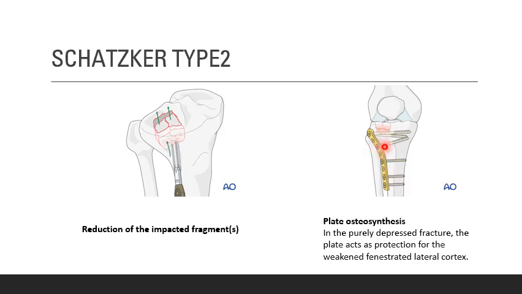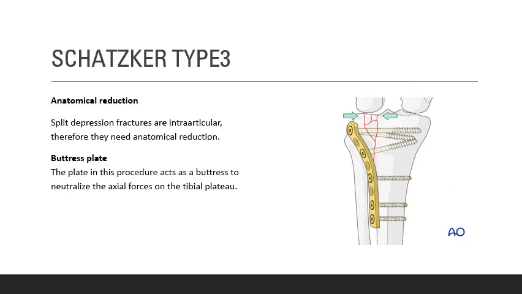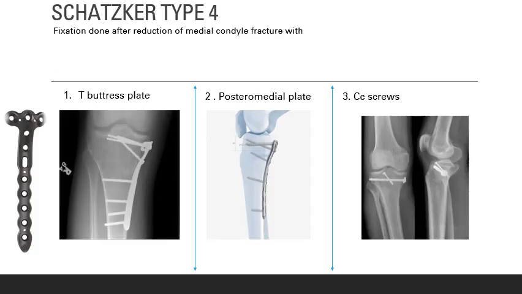Here the proximal screws act as raft screws. Raft means foundation for the reduced fracture fragments. Plate osteosynthesis in the purely depressed fractures. The plate acts as a protection for the weakened fenestrated lateral cortex. Treatment for Schatzker type 3, similarly after anatomical reduction, the fracture is fixed with PTLCP. For Schatzker type 4, fixation is done after reduction of the medial condyle fracture with a T-buttress plate, posterior medial plate, or CC screws.